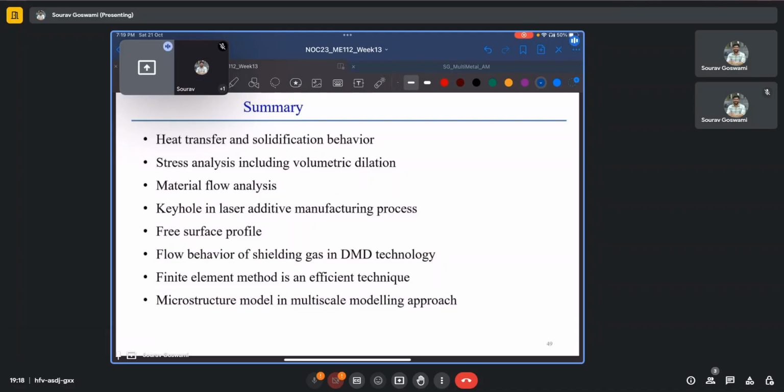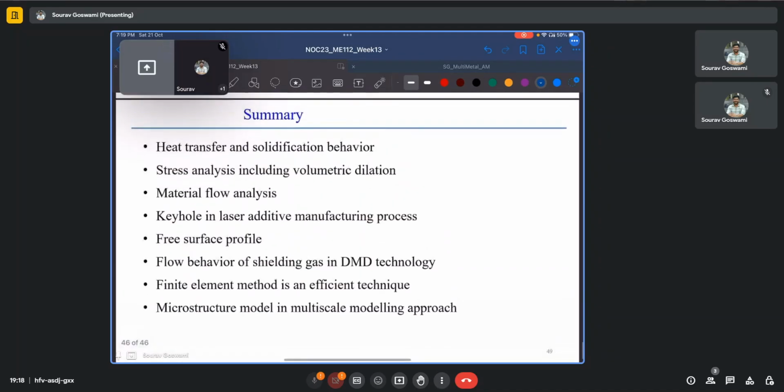The flow behavior of the shielding gas in DMD may also provide some additional challenges, as we already discussed. It may lead to some waviness or it may lead to turbulence of the free surface. The finite element technique is efficient and has been successfully used for these purposes. And if we want to model the microstructure or make some inferences at the microstructure level, we have to opt for a multi-scale modeling approach. So that was it for this set of slides. Let us take a short break and we will resume in 10 minutes.